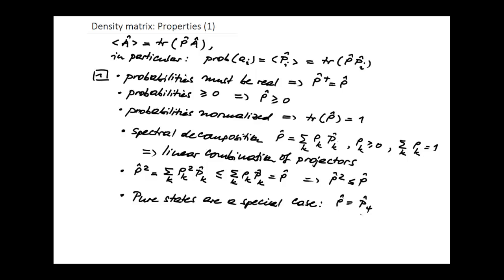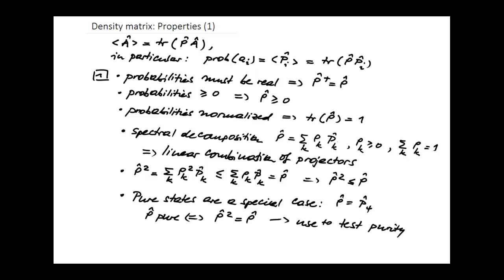And in fact, you can use that as a criterion to check whether a density matrix describes a pure state or not. A density matrix describes a pure state if and only if rho squared is equal to rho. So you can use that to test the purity of a state.